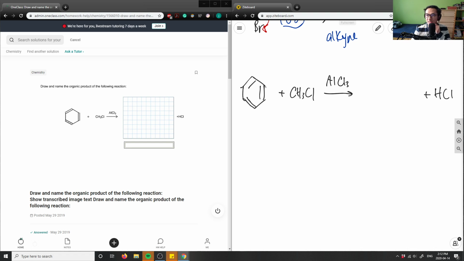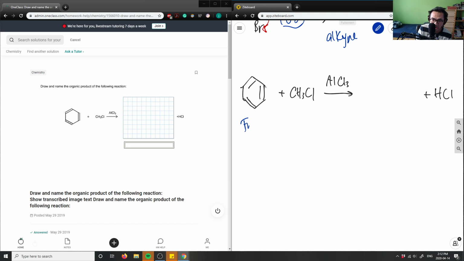Okay, just a little hint about this. What we have here is benzene and methyl chloride in this case. And then what we want is the product. This is a classic example of a Friedel-Crafts alkylation. Let me write this down. This is a Friedel-Crafts alkylation.